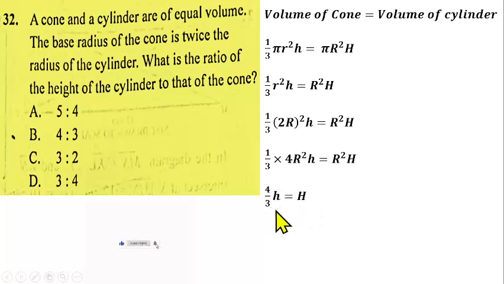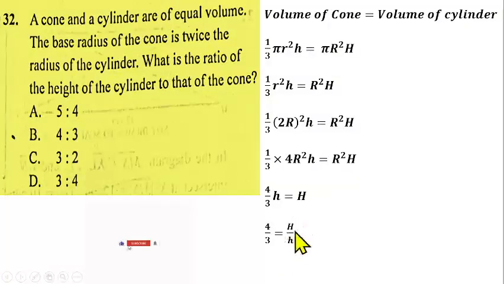You can divide both sides by the small h. You'll have 4 over 3 equals big H over small h, which is the relationship, the ratio between the height of the cylinder, which is the capital letter H, and the height of the cone, which is small letter h.